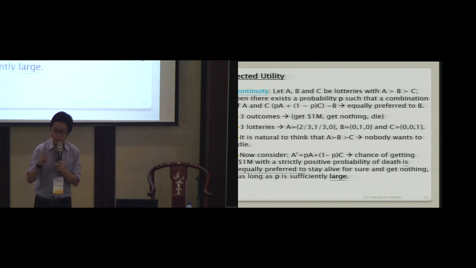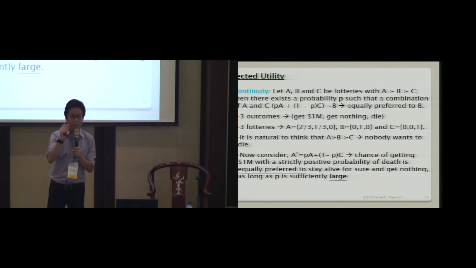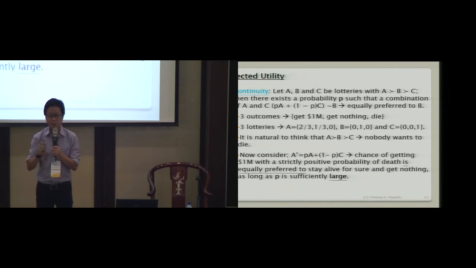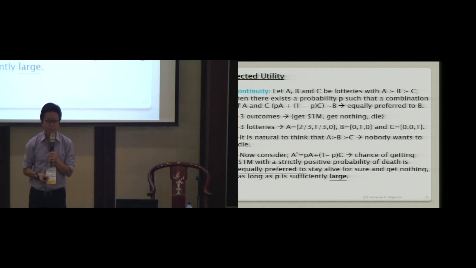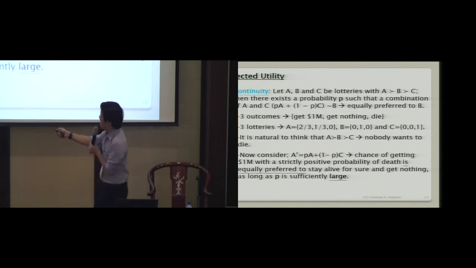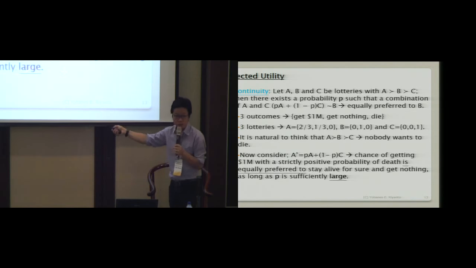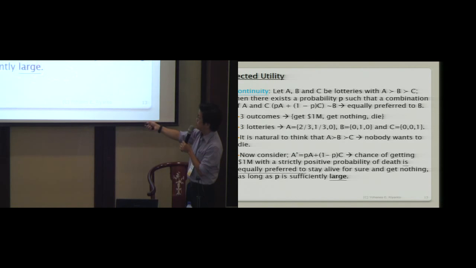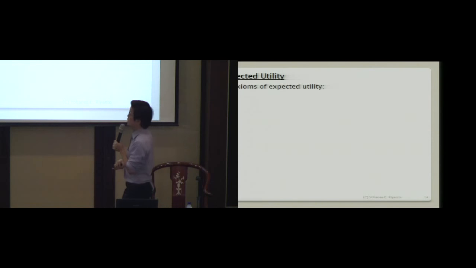It's not impossible to find the value of probability such that this lottery A prime would be at least preferred to B. Okay, that's the continuity axiom. So as long as the probability of dying is not sufficiently large, you might have that kind of situation. That's the meaning of the axiom of continuity.